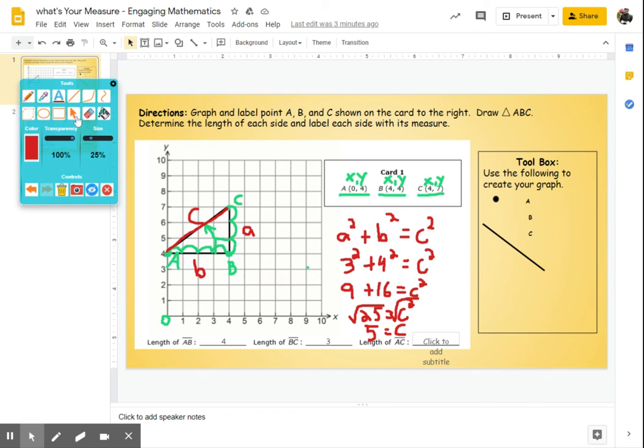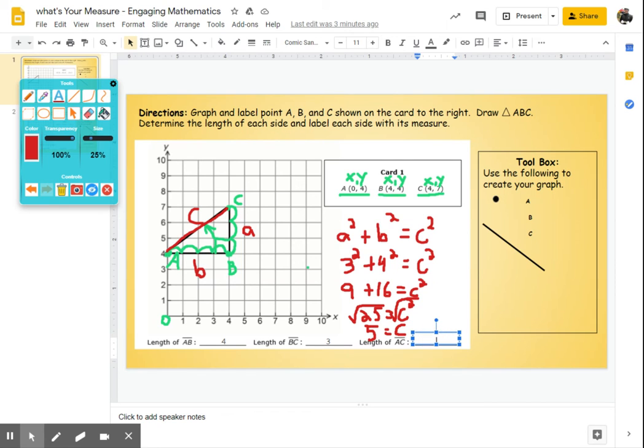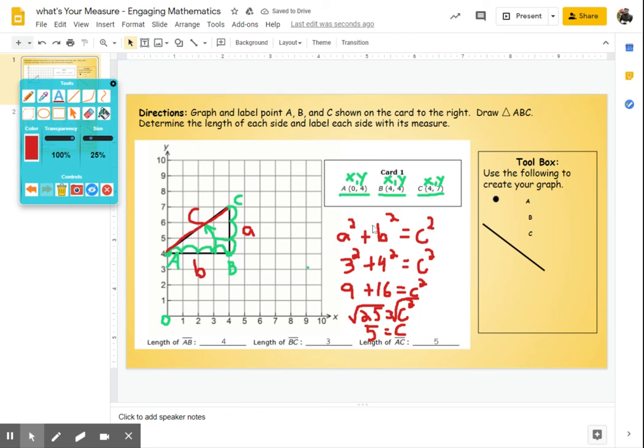So if I go down here, the length of AC we know is 5, and we found that distance by using the Pythagorean theorem. So we plotted all 3 points on our graph. We connected the points to create our right triangle, and then we used the Pythagorean theorem to find the distance of our diagonal, or our hypotenuse, in that right triangle.